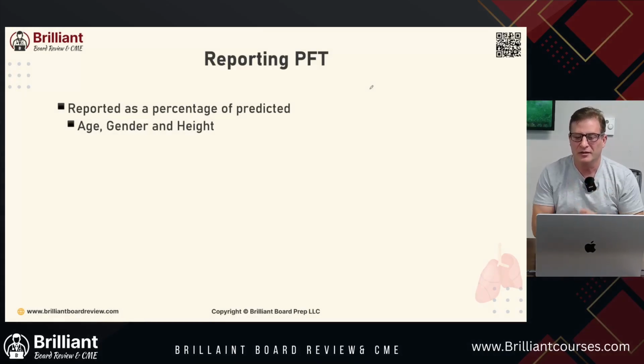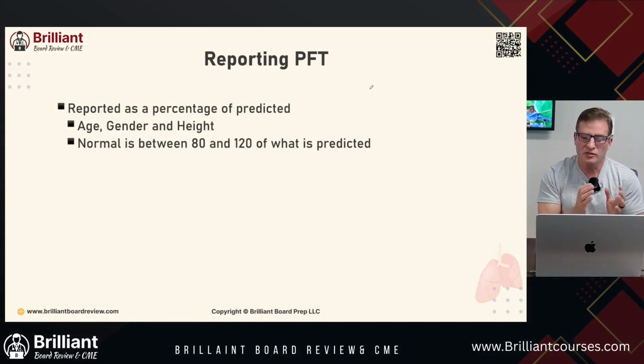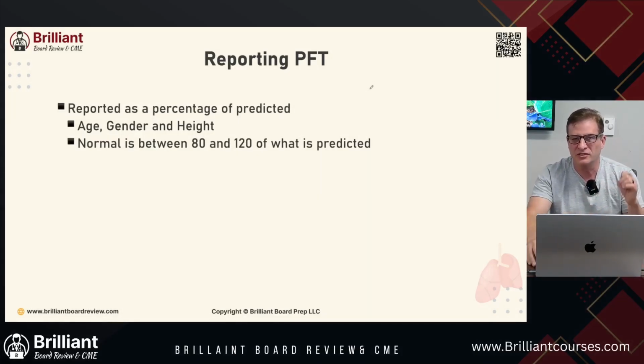It's the height. So what they did back in the day is they did these studies, and we figured out what the normal should be based off of height, age, and gender, okay? And from there, we used to say, are you normal or not from this group of people that we've tested? So normal is going to be between 80 to 120% of predicted from this data set that they did many years ago. And the factors are age, gender, and height.